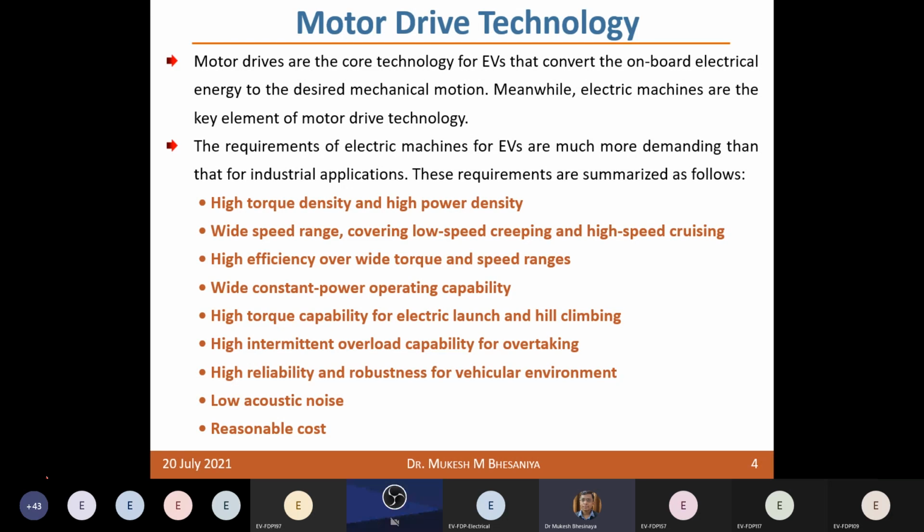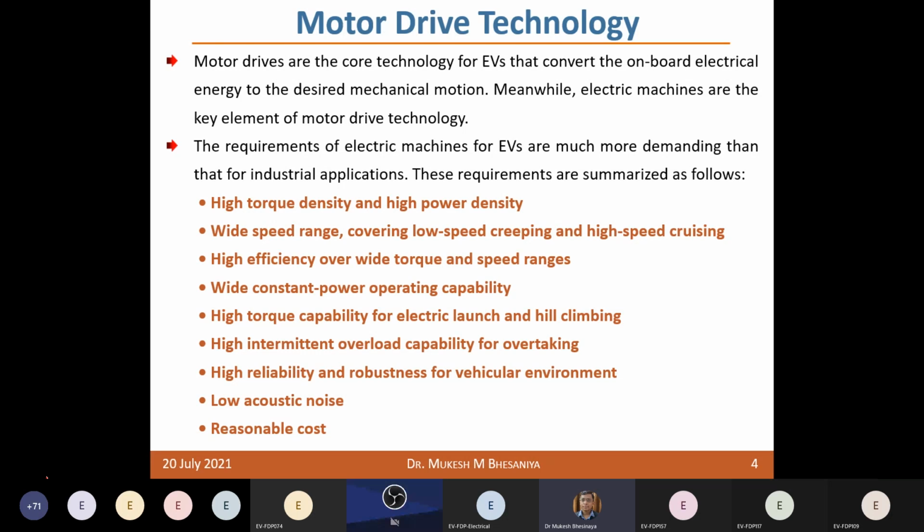Okay, now whenever you are talking about any type of motor which is being used, hello, am I audible? Okay. Sir, yes. Yes, sir. Okay, some disturbances were there, so I thought, yeah.